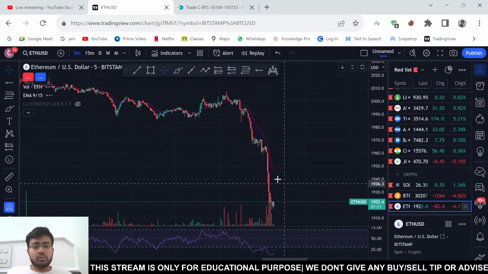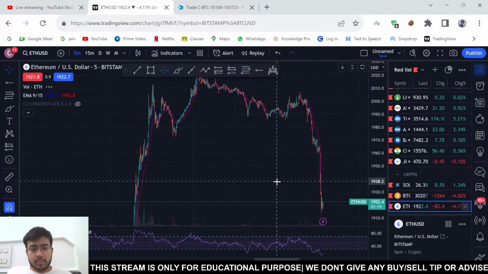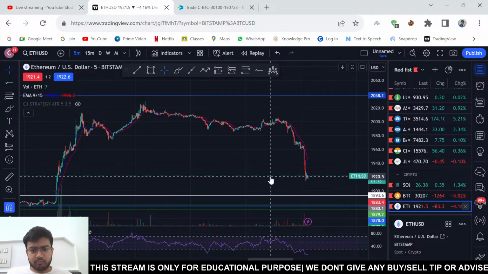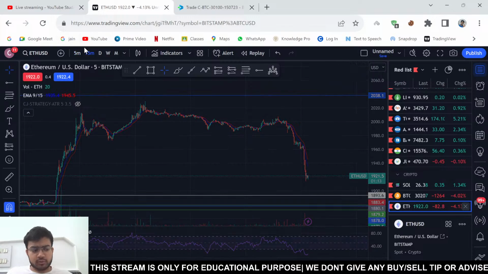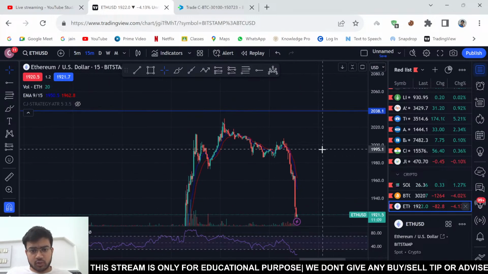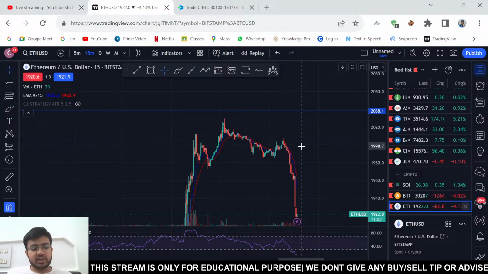Let's check Ethereum for once. Good breakdown. Great fall, I can say. Honestly, it's a tough thing to trade Ethereum right now because Ethereum is not giving you any confirmed breakouts or confirmed breakdowns as of now.